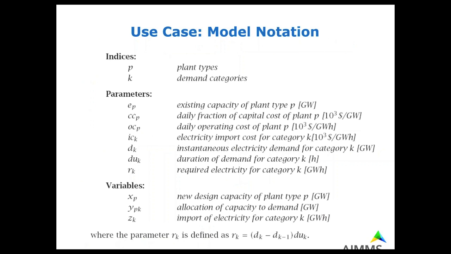So I won't go into many technicalities, but just for the presentation of this base model, this is the notation used, and the idea is that we have new capacity decisions, which will be here and now decisions that we have to make based on what we know about our data. And we have also allocation of capacity to demand, and also possible import of electricity for each demand category. These will be decisions that have to be made based on the actual realization of the load.